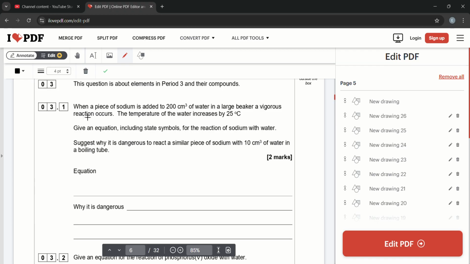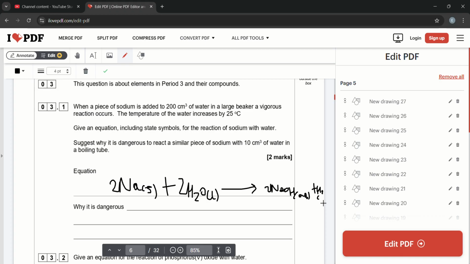So it's going to be 2Na solid plus 2H2O liquid arrow 2NaOH aqueous plus H2 gas. 2Na solid plus 2H2O liquid form 2NaOH aqueous plus H2 gas.